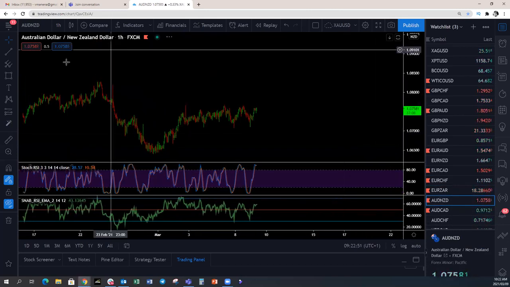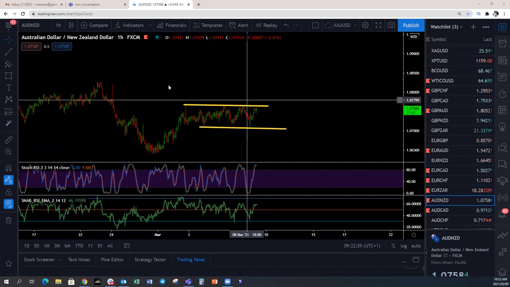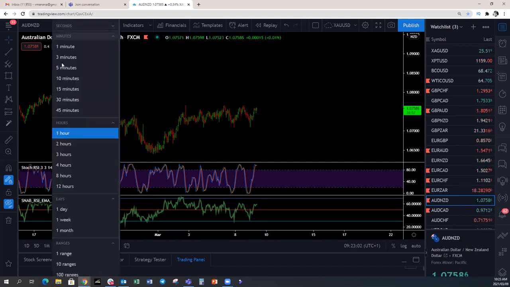AUD/NZD, there's a trade setup here if this breaks again above this. If this breaks above this, there's a trade setup. On the 1 hour, there's not necessarily a trade. We may find one on the 4 hour.